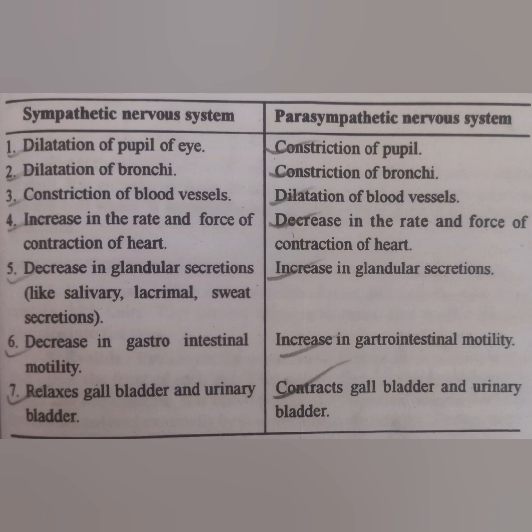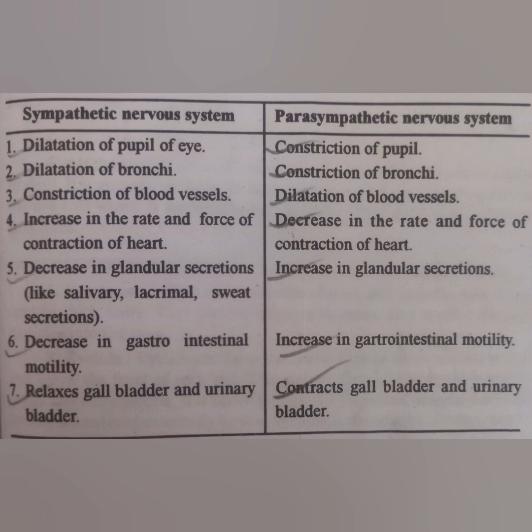We'll see parasympathetic nervous system function, it is just the opposite, that is, after a fearful situation the body comes back to normal: constrict pupil, constrict bronchi and dilation of blood vessels, decrease the heart rate and force of contraction, and increase glandular secretions like saliva, lacrimal gland and sweat gland. It also increases gastrointestinal motility and bladder function. The urinary bladder and gallbladder will contract; in the sympathetic nervous system they relax and in the parasympathetic nervous system they contract.